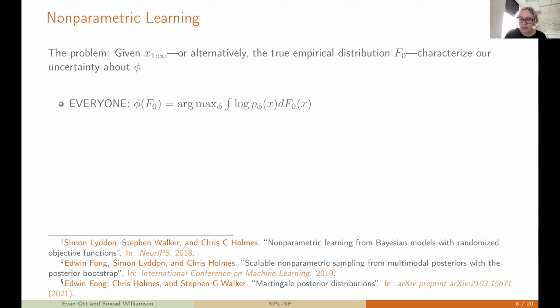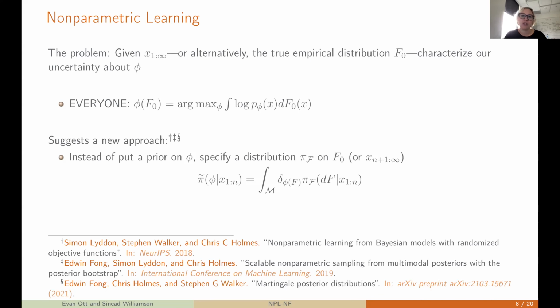This is an approach that several people have been working on lately. I totally failed to add Sonia to this list, but Sonia's been doing great stuff in this area. The first time I've seen it called non-parametric learning, which is the terminology that I'm going to use, is this Lyddon et al. paper. If at the end of this talk you're super interested in the topic, I highly suggest you go to this upcoming Fong et al. paper, which is going to be a JRSSB discussion paper, but now you can find it on arXiv. You'll like it. It's a great paper.